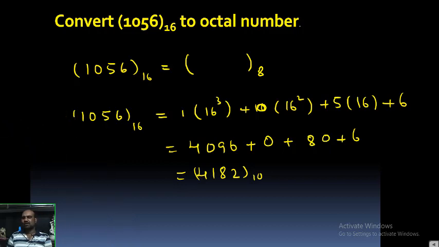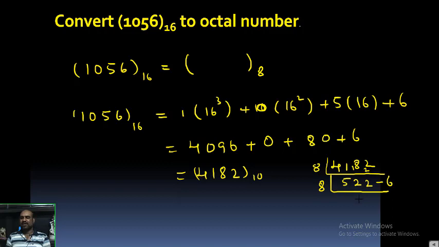So what should we do? Just division only. So I will write here 4182 should be divided by 8. 8 5s are 40, remainder 2. Then 8 2s are 16, remainder 6. Again with 8, 8 6s are 48, remainder 2, 8 5s are 40, 2 remainder.